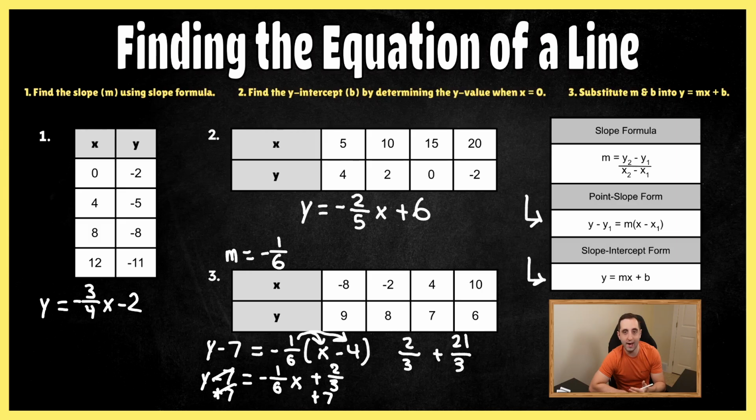So again, whenever you're adding or subtracting fractions, the denominator stays the exact same. So our denominator is going to be 3 no matter what. And now just add your numerators. 2 plus 21, you get 23. So now our final equation of a line is going to be y equals, our slope was negative 1/6 x, and we just figured out what our y-intercept or our b is, which is plus 23 over 3.